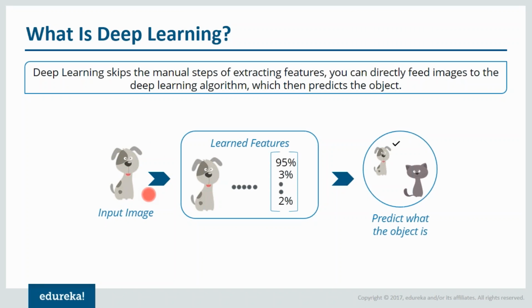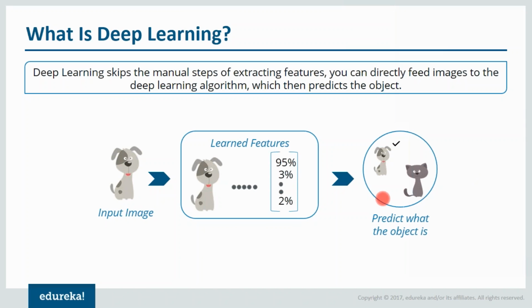So what happens here, we provide an input image of a dog, and then it will automatically learn certain features even if we don't provide it with those features. And after that, it will give us the probability. According to this particular scenario, it says 95% chances of being a dog, 3% chances of some other animal, similarly 2% chances of some other animal. Since the highest probability goes with the dog, the prediction says that the input image is nothing but a dog.